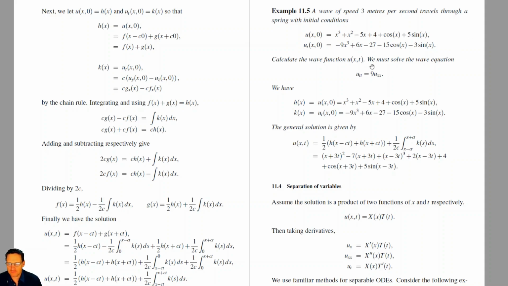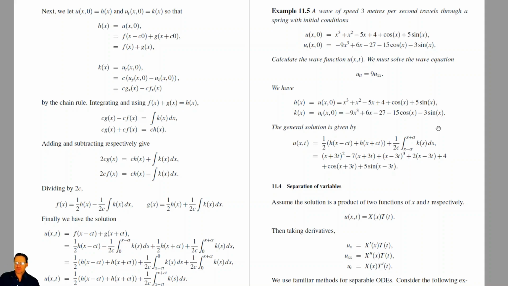Calculate the wave function. Okay, we must solve the PDE u subscript tt is equal to 3 squared, which is 9, times uxx. Okay, so we've got these two things. This is our h, this is our k, just from these two. And then we just use the formula for our general solution and sub in, replacing the x here with x minus ct and replacing the k part of it with x plus ct, or just using this formula here.